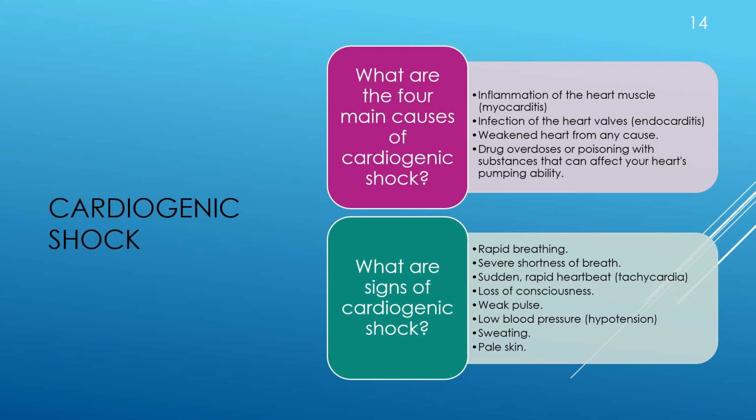What are the signs and symptoms? Rapid breathing, severe shortness of breath, sudden rapid heart rate, tachycardia, loss of consciousness, weak pulse, low blood pressure, sweating, pale skin. All of these things are the signs and symptoms of cardiogenic shock, and you have the main reasons why it occurs. I'm going to go a little bit more into the treatment options on the next slide.